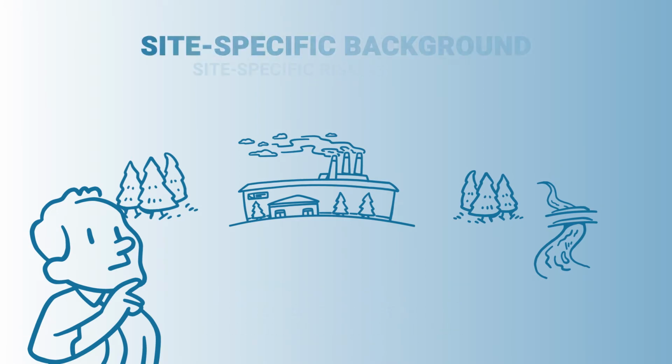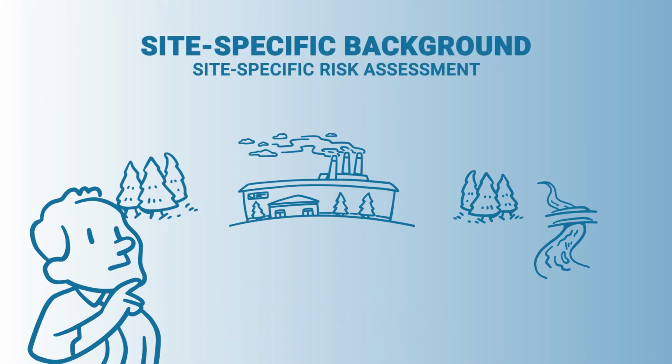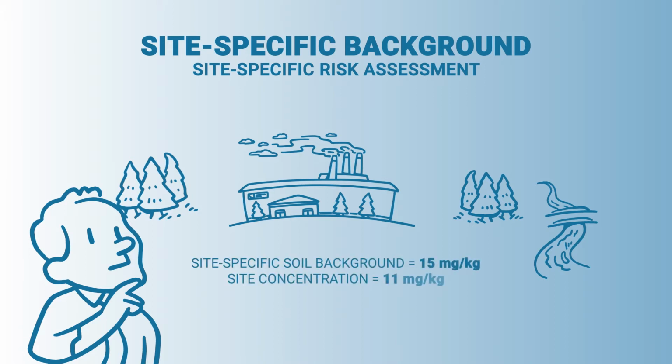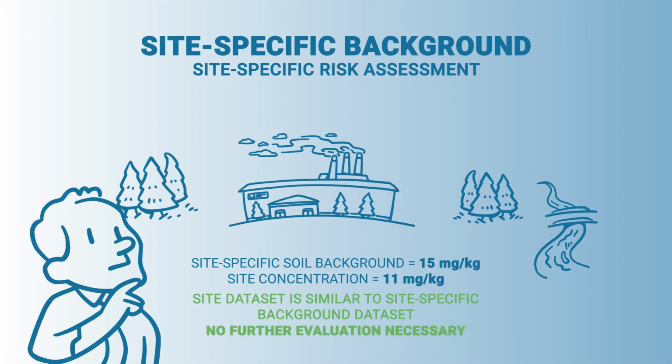Site-specific soil background can be used to establish site-specific soil BTVs and can also be used to compare the site-specific soil background dataset to the site dataset. The use of a site-specific BTV allows you to identify localized contamination. This is most commonly done by comparing the site-specific BTV to each site soil concentration by way of a point-by-point comparison.